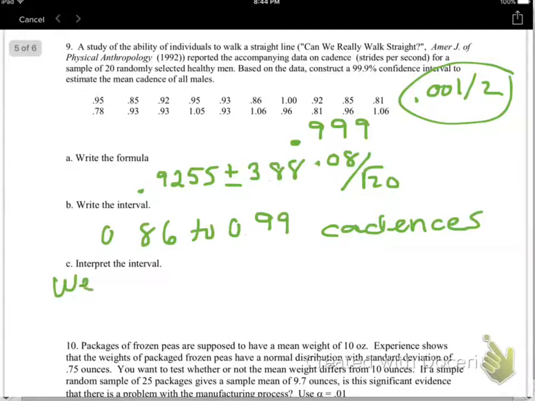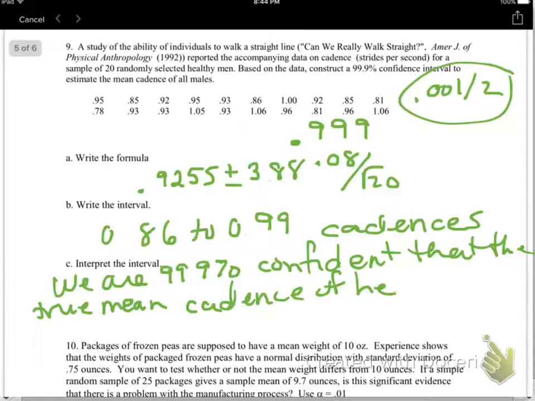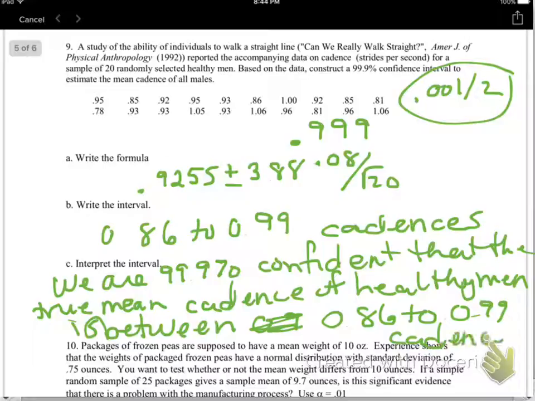So we are 99.9% confident, but we're really sure, aren't we, that the true mean cadence of healthy men is between 0.86 to 0.99, and I don't know what units is. I'm going to say cadence. All right.